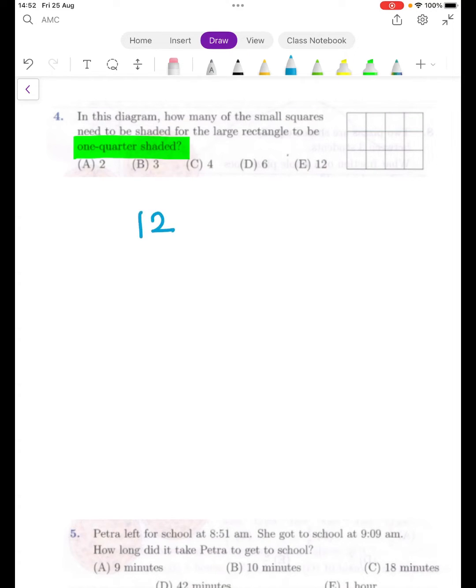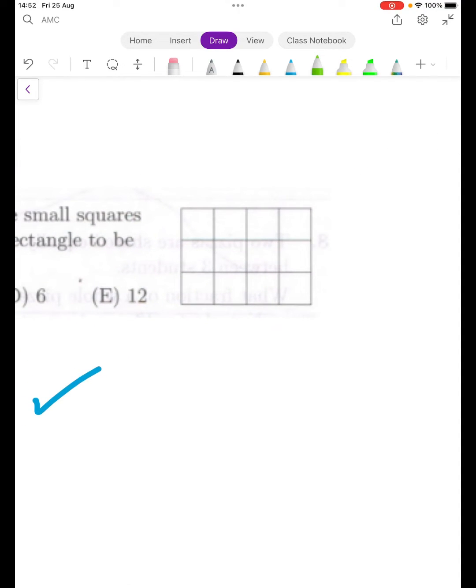There are 12 squares. If we want to divide them into 4 equal parts, that means the answer is 3. That means we need to color in 3 of those squares for 1/4 to be shaded. If you are more of a visual learner, you can look at the rectangle to break any shape or divide any shape into quarters.